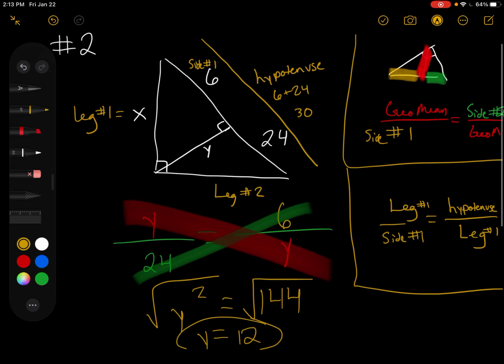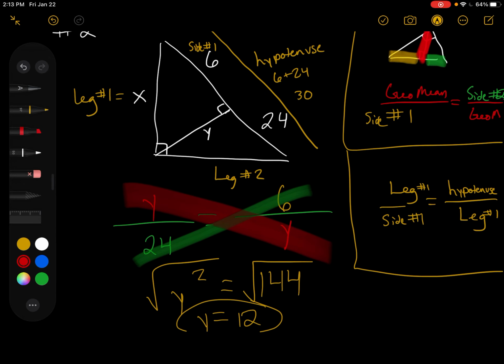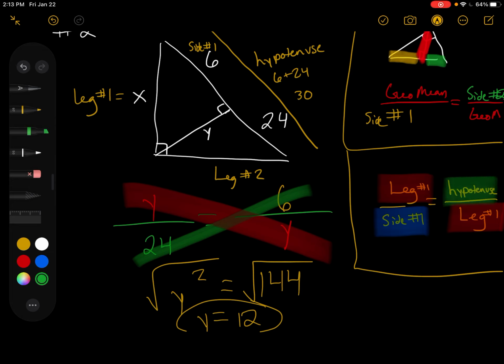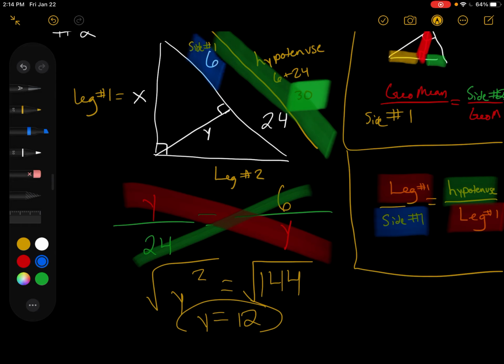So let's go ahead and let's kind of mirror this formula using the individual pieces. So leg number 1 we'll put in red, we'll put side number 1 in blue, and then we'll put the hypotenuse in green. So hypotenuse is the entire length, both of these things together, so 30 in green. Leg number 1, we said what that was in blue. Side number 1, which is 6, and then the entire leg, the geometric mean here, is going to be our x. So let's go ahead and let's draw this in now. So our x value is our leg number 1. Secondly, side number 1 is in blue. And then thirdly, we have the entire hypotenuse here.